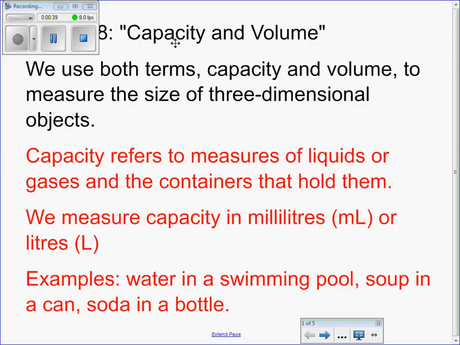We use both terms, capacity and volume, to measure the size of three-dimensional objects. Capacity refers to measures of liquid or gases and the containers that hold them. So we'll talk about things like water in a swimming pool, soup in a can, or soda in a bottle. We measure capacity in milliliters or in liters.